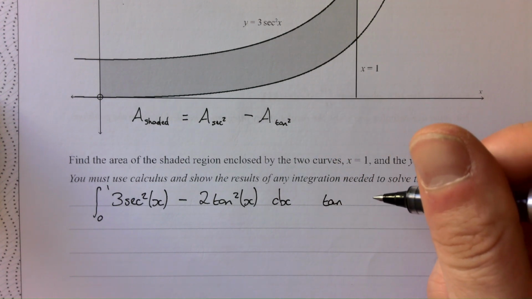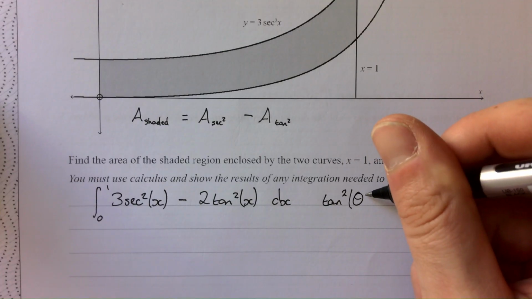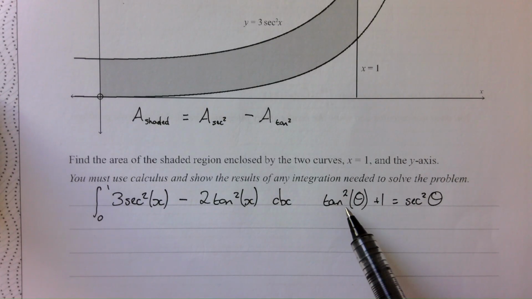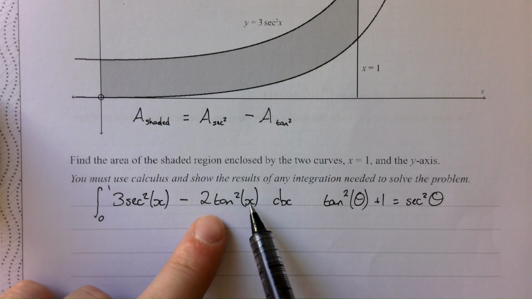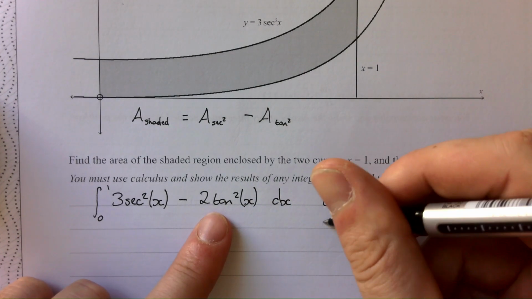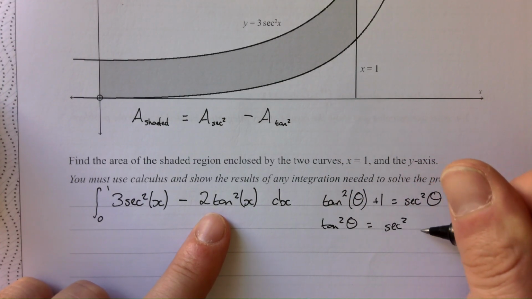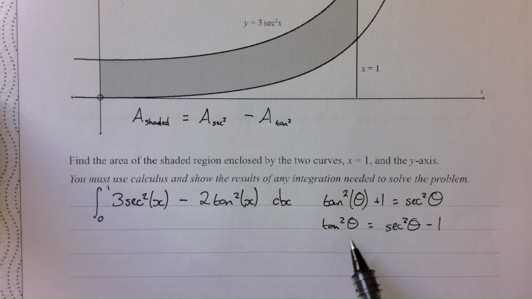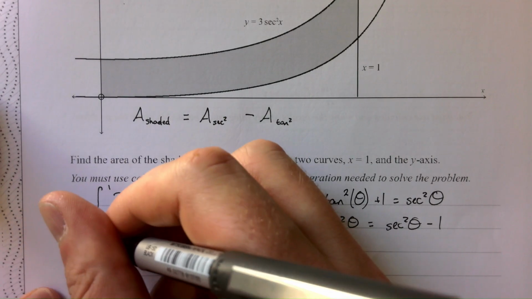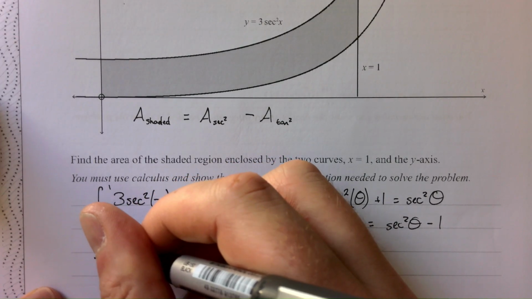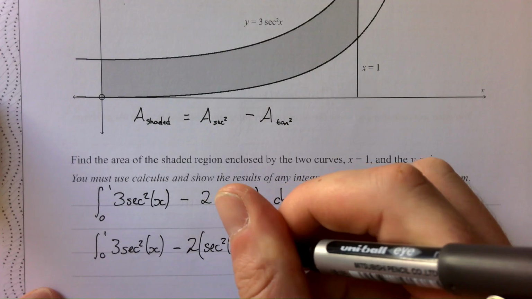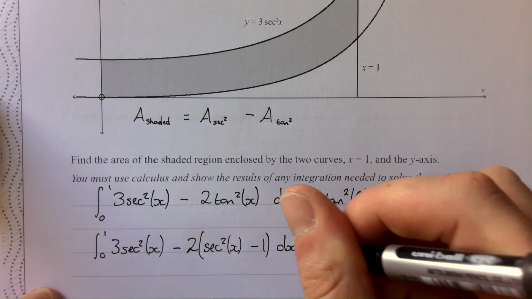isn't useful immediately, but we have that tan squared from our resource sheets in terms of theta. Tan squared theta plus 1 is equal to sec squared theta. Therefore, tan squared theta will be equal to sec squared theta subtract 1. So I'm just going to substitute my two tan squareds here for tan squared theta is equal to sec squared theta minus 1. And obviously, because in our integral we're in terms of x, not theta, I am going to use x instead. So between 1 and 0, I'm going to be integrating 3 lots of sec squared x minus 2 lots of sec squared x minus 1 with respect to x.